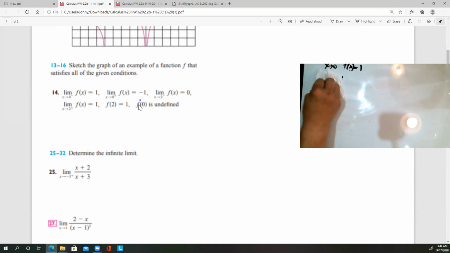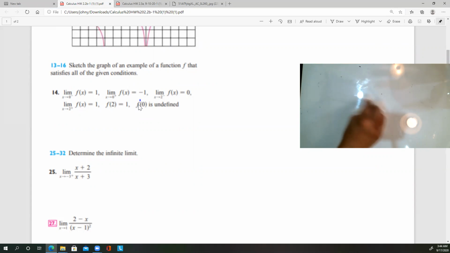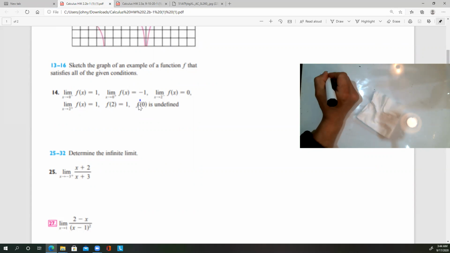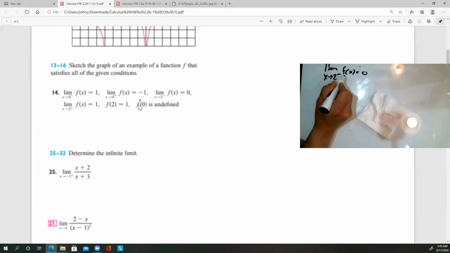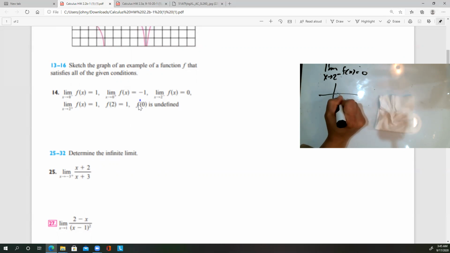Let's look at the third one. The limit as x approaches 2 from the left of the function is equal to 0. Okay, so that means as x approaches 2 from the left of this function, I should approach 0. So as x approaches 2, there it is right there, from the left. So it's going to be something like this. Okay. Let's do the next one.